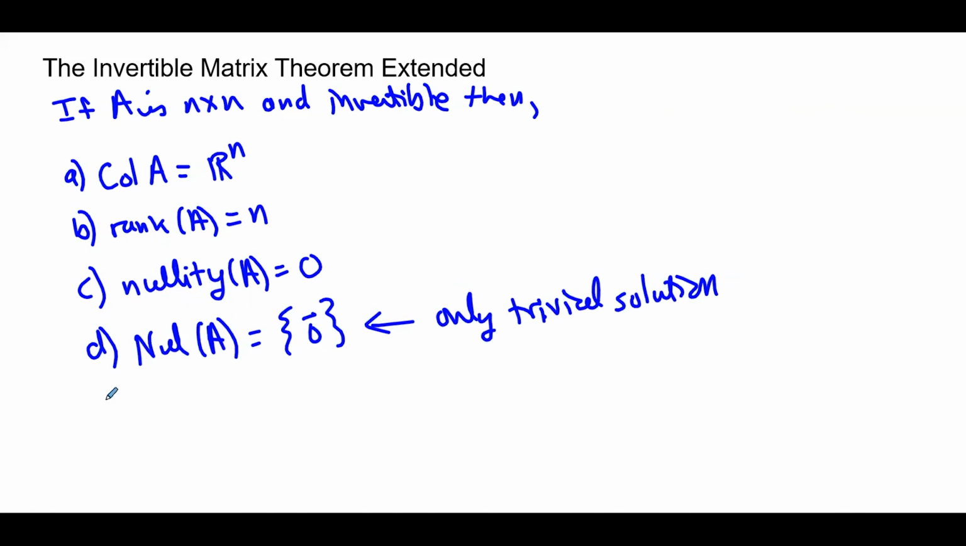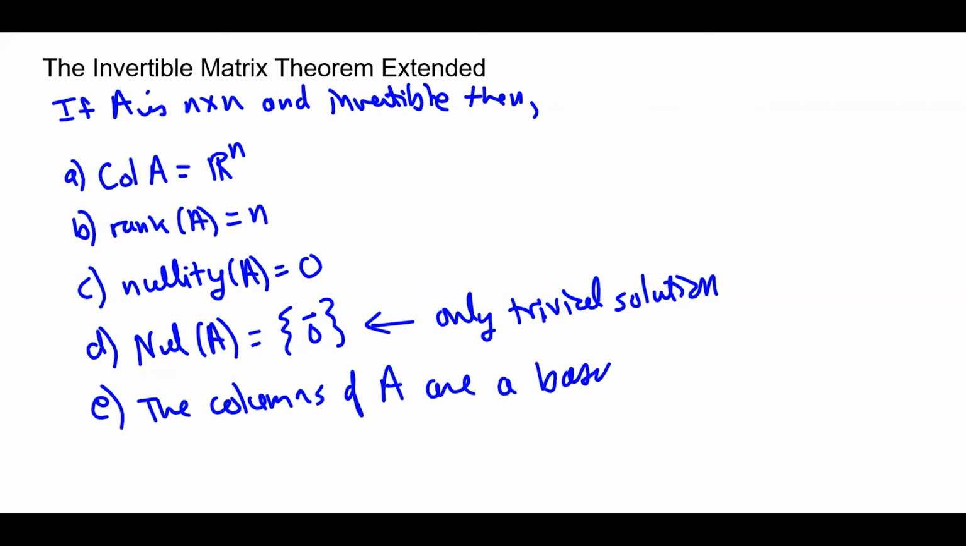And if the columns of A span Rn, and those columns are linearly independent, then we could say this: the columns of A are a basis for Rn. So they span Rn. They're linearly independent because when we row reduce them, we get a leading one in every column, because it row reduces to the identity. So we get that the columns of A are a basis for Rn.